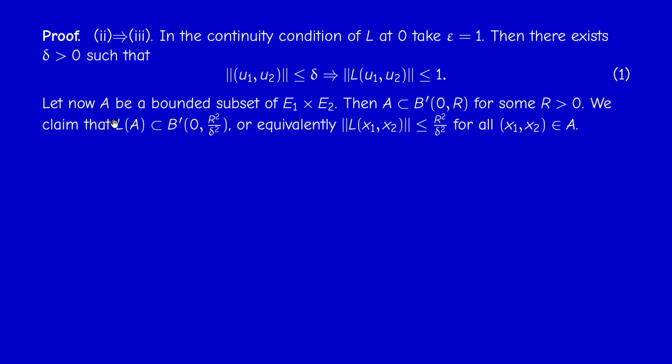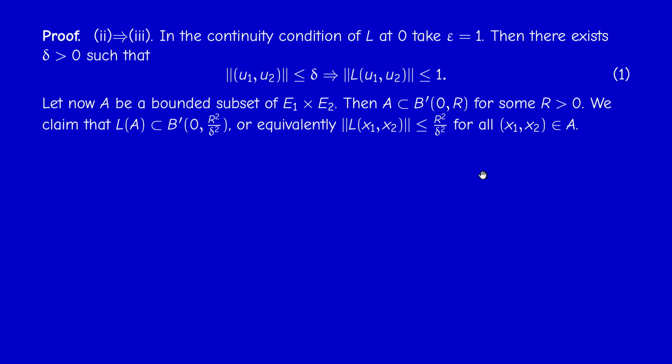And now I will prove that L of A is contained in a ball of center 0 and radius r squared over delta squared. Here these are constants. The r depends on the size of A, if you like, and the delta is a constant. Now, of course, don't confuse: this B prime(0, r) is a ball in the source space, which is E1 times E2, and this ball is in the target space, which is F. So they don't live in the same space. Now, how do I prove that L of A is contained in this ball? It's equivalent to prove that the norm of L of (x1, x2) is less than the radius, which is r squared over delta squared, for any (x1, x2) in A.